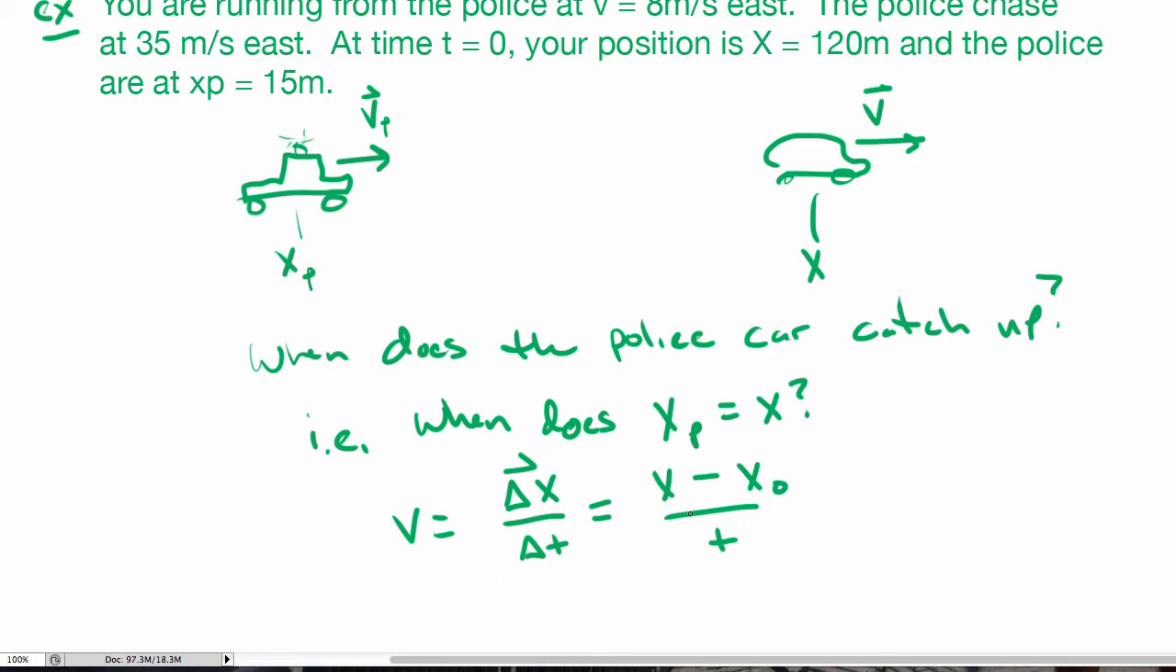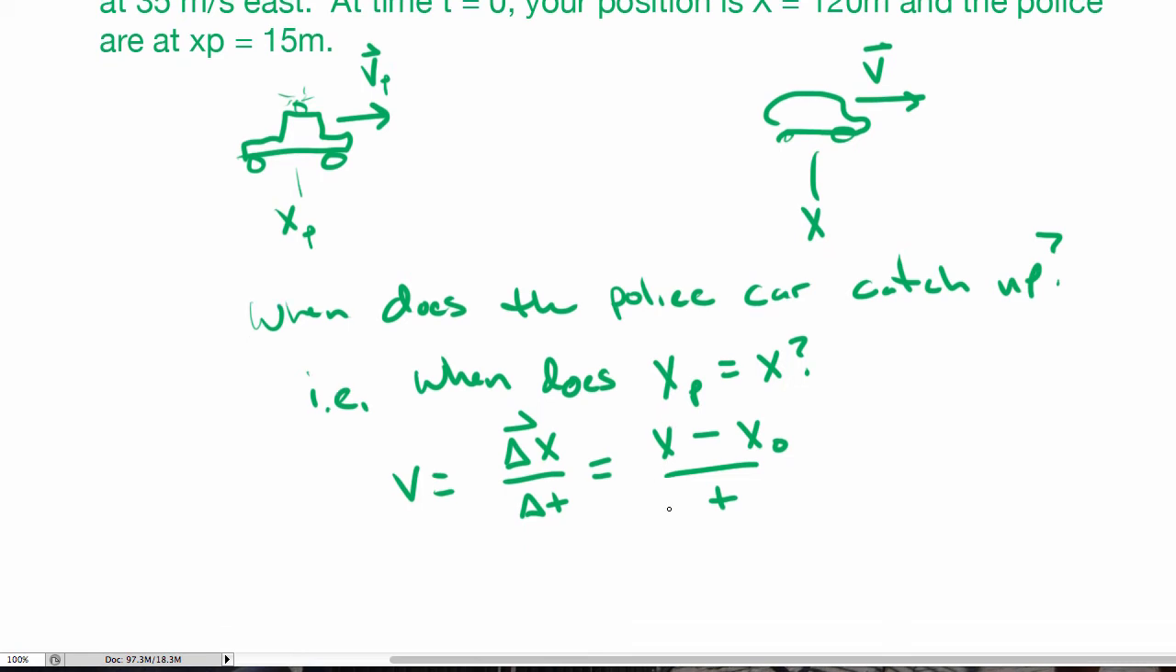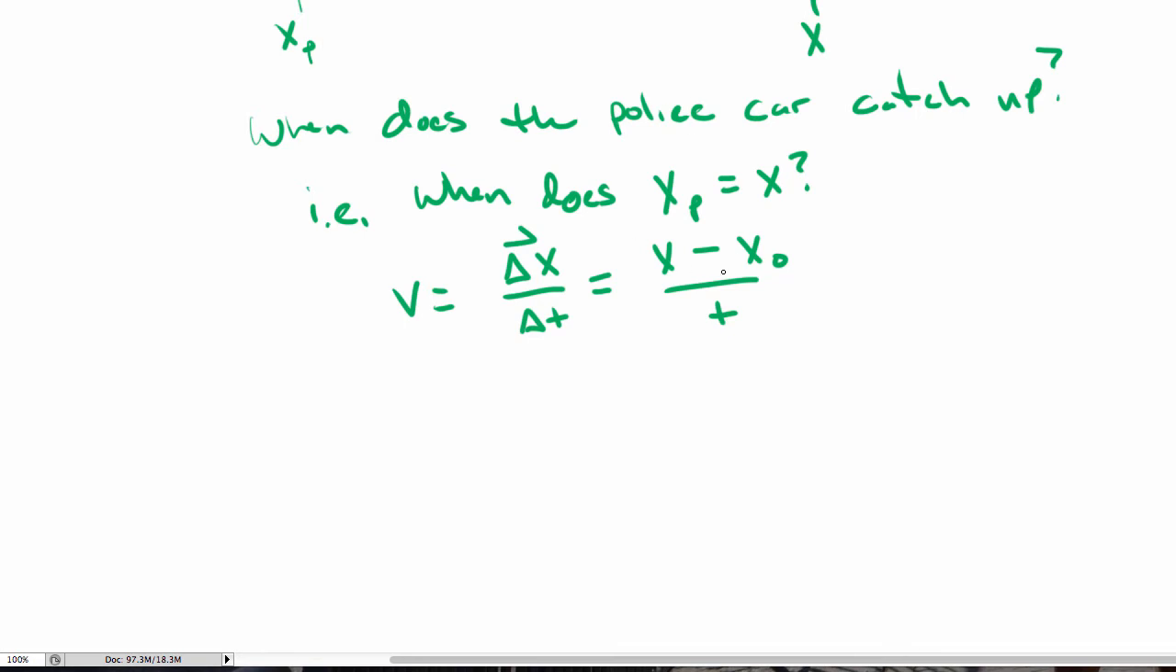So what you notice here is in this form of the equation, I know something about velocity, I know something about my initial position, I want to know something about time, and I know a little bit about my final position. So we can write an equation of this form for both the police car and for your car. Let's write down your car first. I'm going to rearrange this equation and solve for the position as a function of time. So x as a function of time is equal to x naught, which I've moved to the right-hand side, plus v times t, the velocity times time.